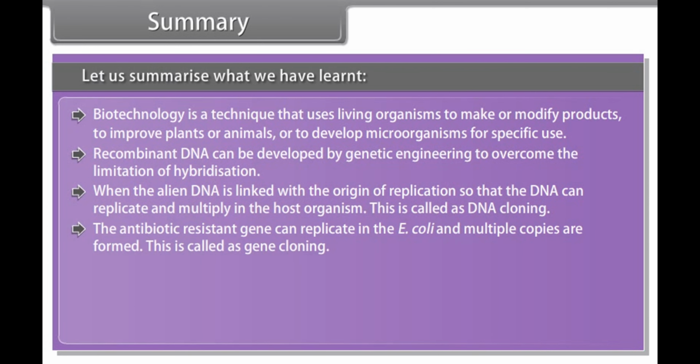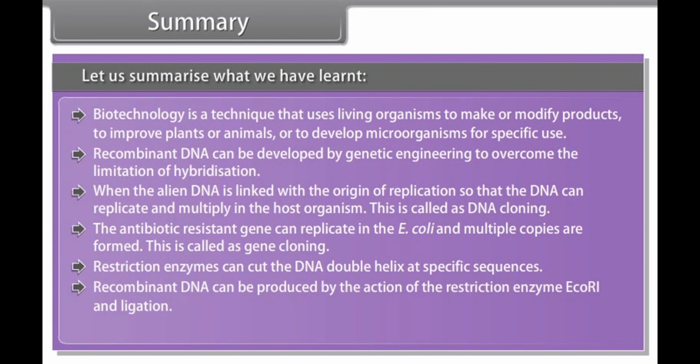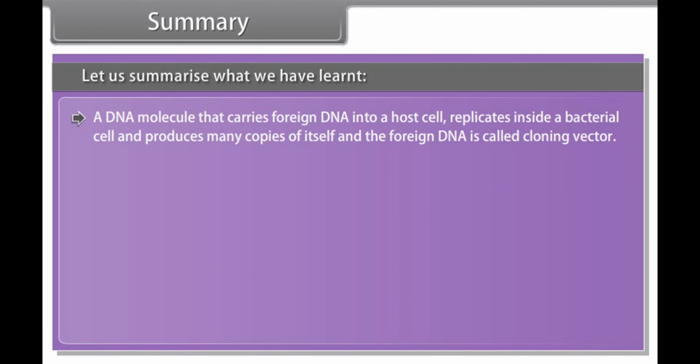The antibiotic-resistant gene can replicate in the E. coli and multiple copies are formed. This is called gene cloning. Restriction enzymes can cut the DNA double helix at specific sequences. Recombinant DNA can be produced by the action of the restriction enzyme and ligation. Gel electrophoresis is used to separate DNA fragments. A DNA molecule that carries foreign DNA into a host cell, replicates inside a bacterial cell and produces many copies of itself and the foreign DNA, is called cloning vector.